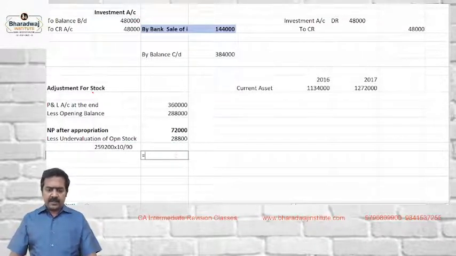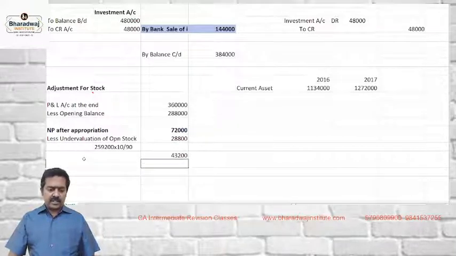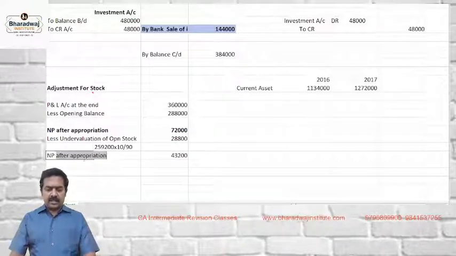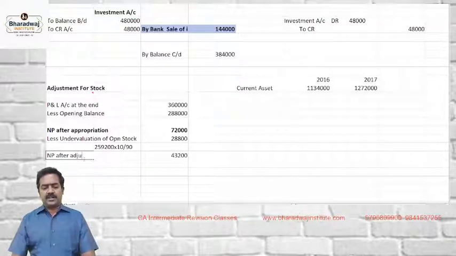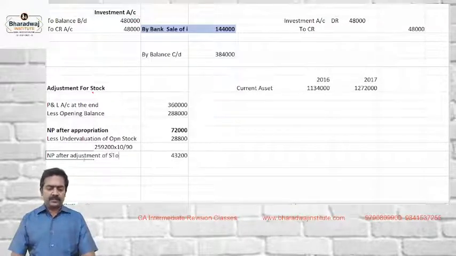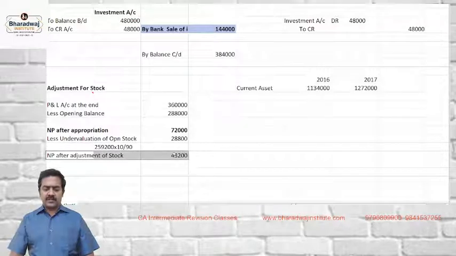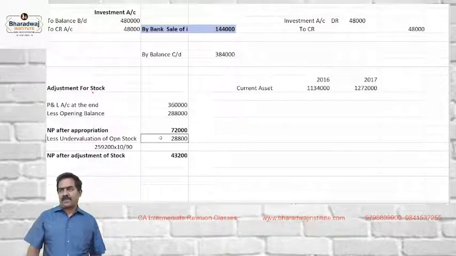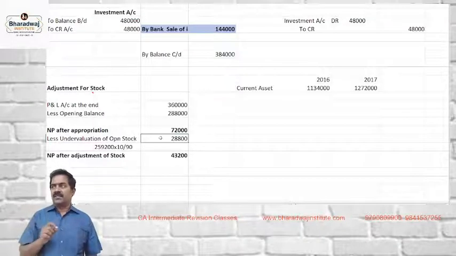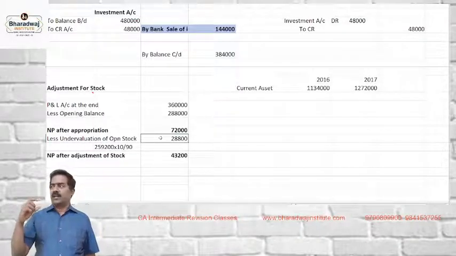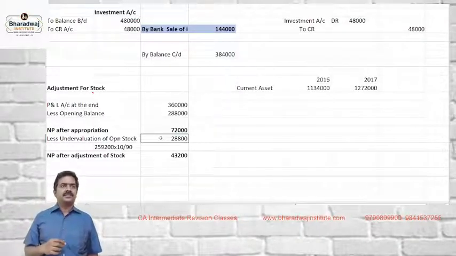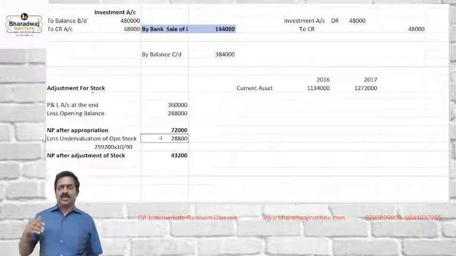So eliminate this. This will give us corrected net profit. For CFO, we will take this net profit after adjustment of which value? Stock. This is what we are going to start with. 43,200. Once again, why are we reducing? If opening stock is undervalued, a debit item is put at a lesser amount, means what will happen? Profit will increase, we reduce it. It's like a rectification of error.